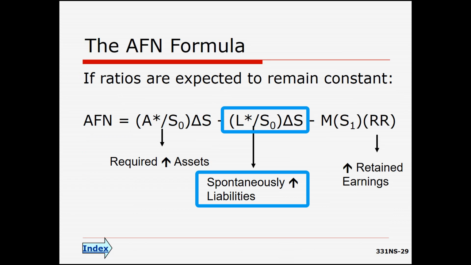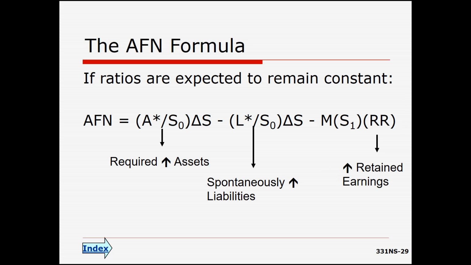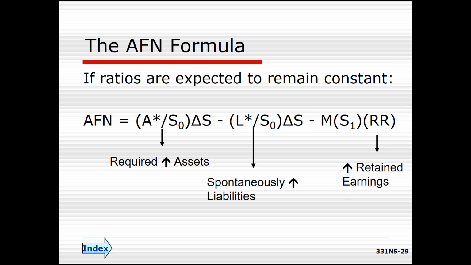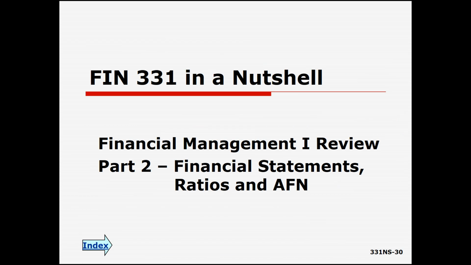L asterisk divided by S sub 0 times the change in sales is the amount of funding provided by spontaneous liabilities. Profit margin times new sales times the retention ratio is the amount of funding provided from the profit on the increased sales and the amount of that that's retained. This ends Part 2 of Finance 331 in a nutshell.